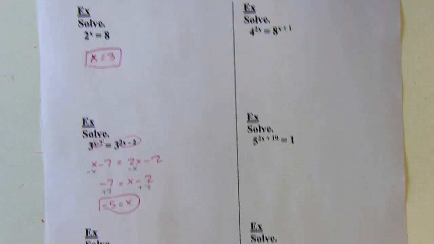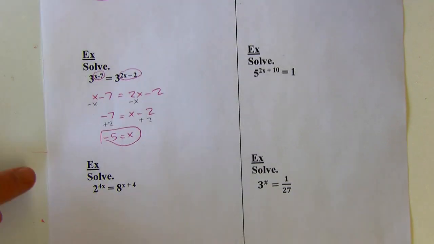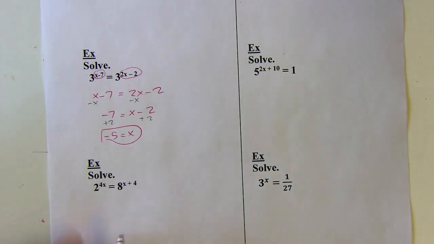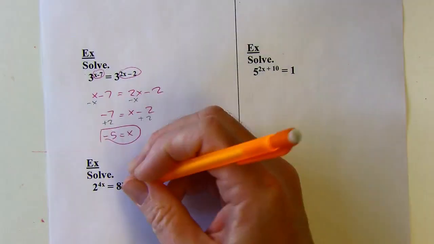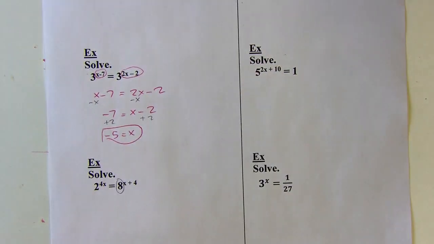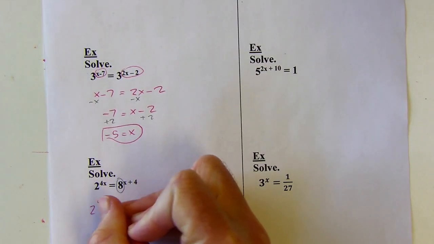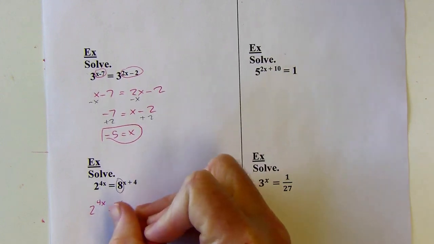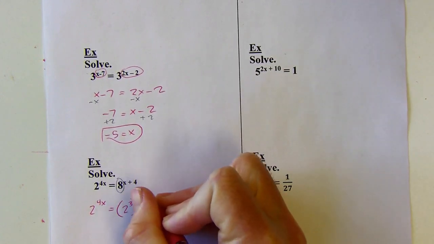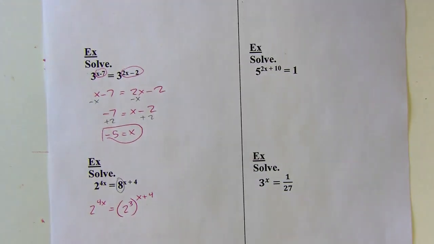Okay. So on this next example, I don't have the same base, but I can rewrite this with the same base. So 2 is the smaller of my bases. So usually what I start with is I think, well, can I write 8 as 2 raised to some power? And I can, because 2 to the third is 8. So I'm going to leave the left side as is right now. But the right side, I'm going to rewrite it like this. Okay? And now I've got the same base, so I can set the exponents equal to each other.